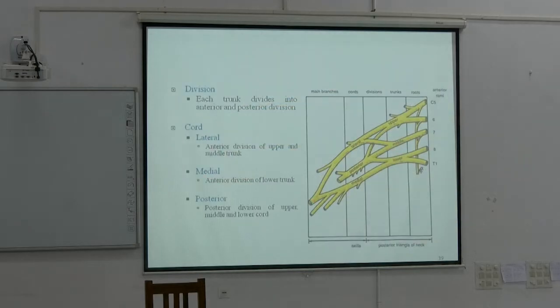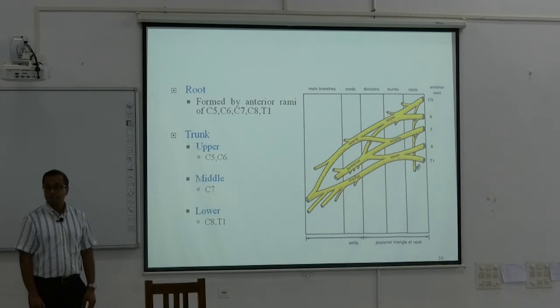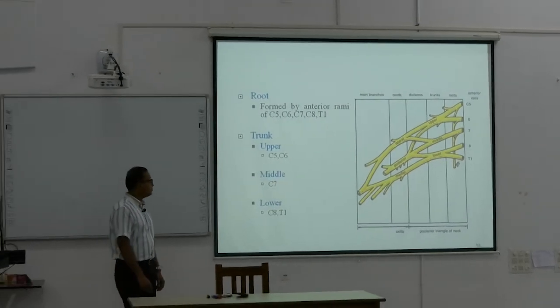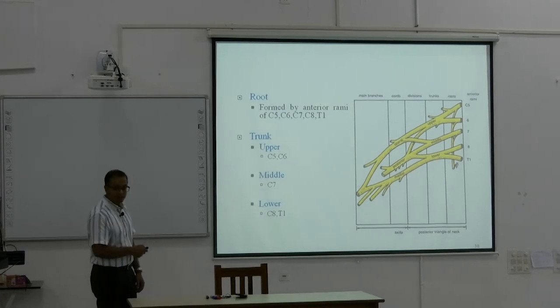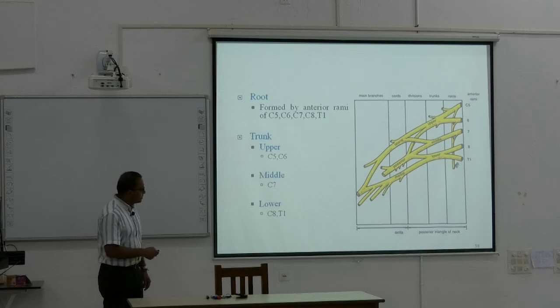So once again, coming back to see what we have learned. Roots 5, 6, 7, 8 and T1 unite in a particular fashion. Upper 2 and lower 2 unite, forming 1, 2, 3: upper trunk, middle trunk, lower trunk. Then all of them split into anterior divisions and posterior divisions. All the posterior ones unite together to form the posterior cord. The anterior divisions of the upper and the middle trunks form the lateral cord, and the undivided, ununited anterior division of the lower trunk forms the medial cord.